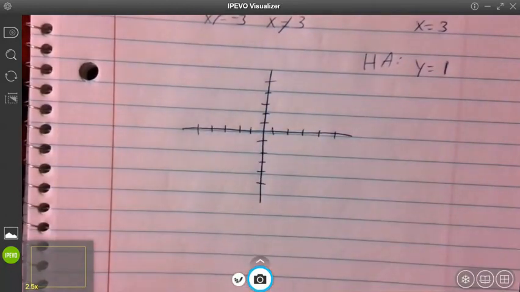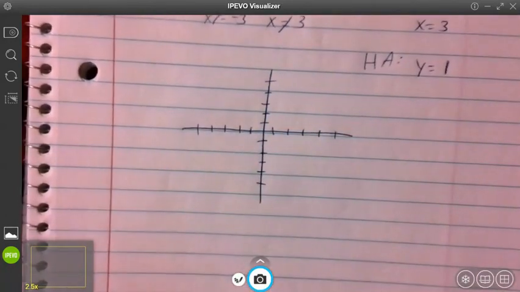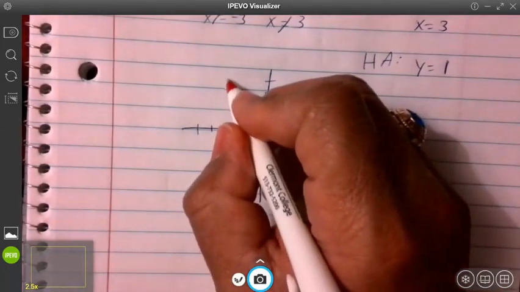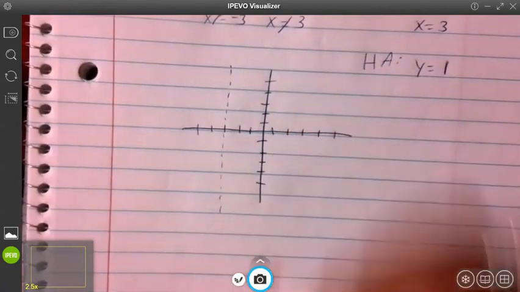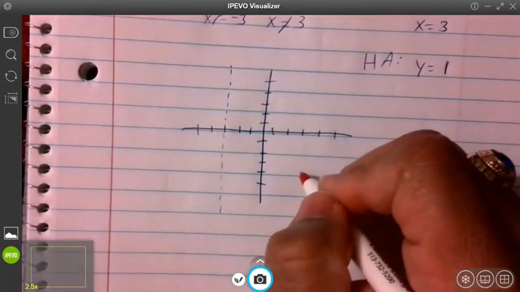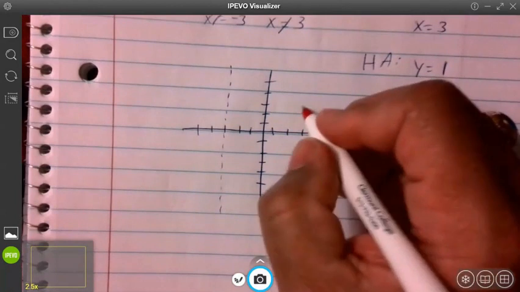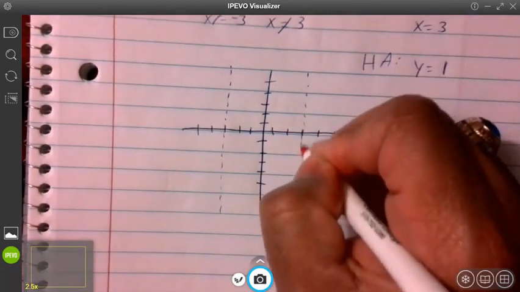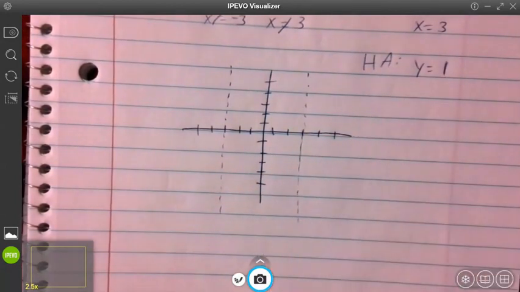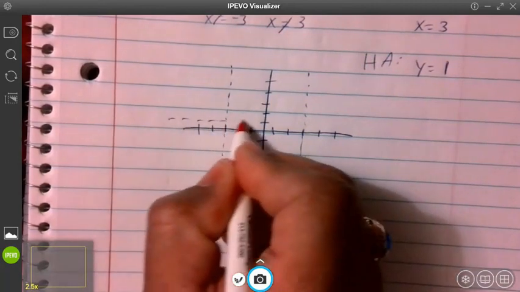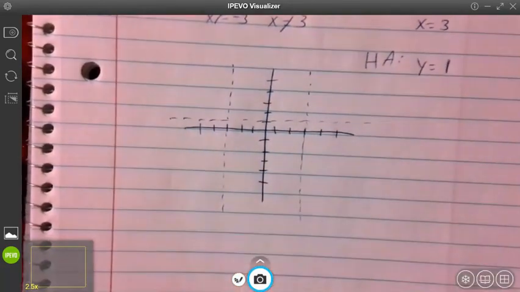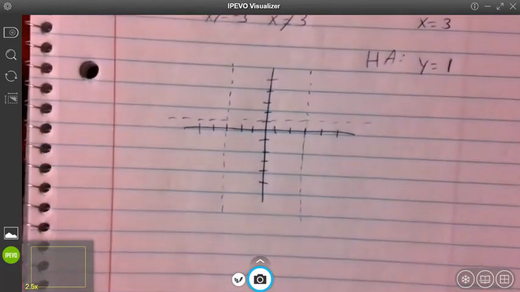On my graph, we said we have a vertical asymptote at -3 and at +3. I have to draw them as dotted lines, and again, it helps you plot out your graph. One at +3, so I'll make that a dotted line. And then I have a horizontal asymptote at y equals 1, so it'll be horizontal straight across at 1. Again, I'm showing you how to do it all by hand.